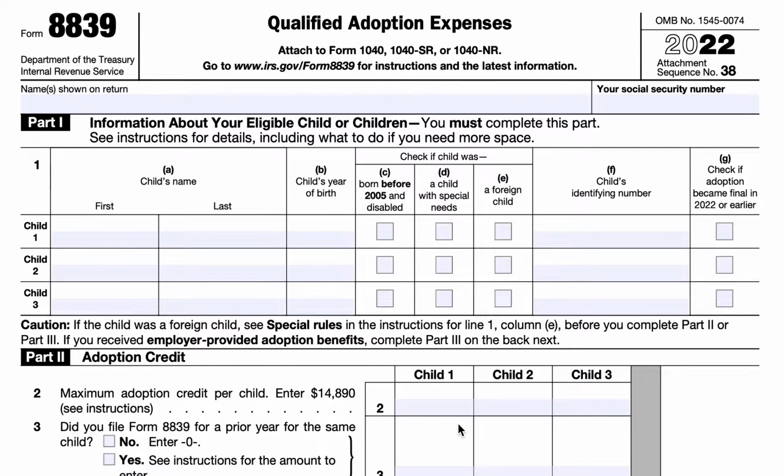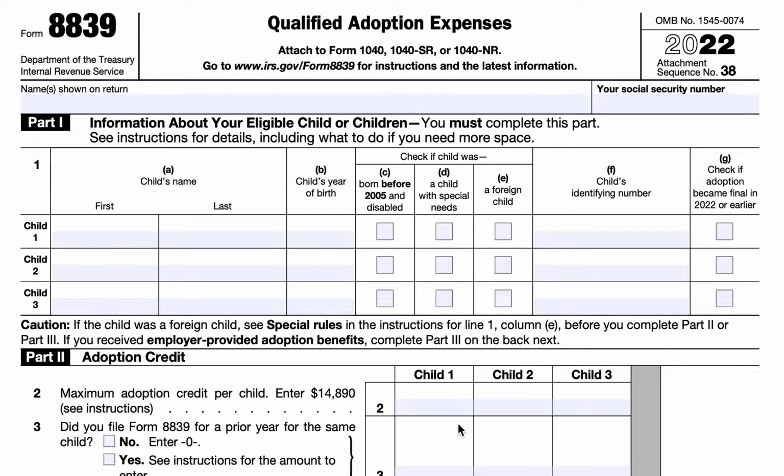In column D, you'll check if this is a child with special needs. A child is considered to be a child with special needs if all three of the following statements are true. 1. The child was a citizen or resident of the United States or its possessions at the time the adoption effort began. 2. A state, to include the District of Columbia, has determined that the child cannot or should not be returned to his or her parents' home.